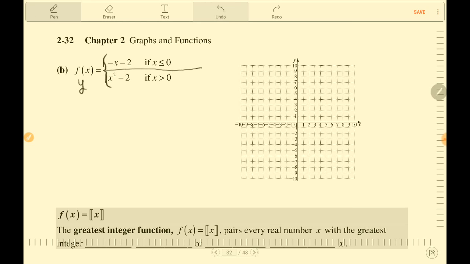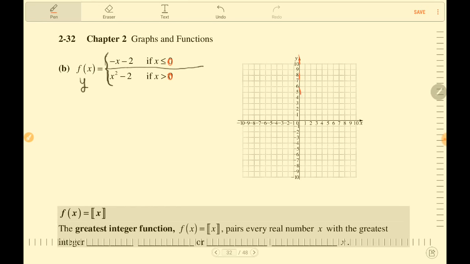and we're going to divide up our graph at, what should I use? Red or orangey red? And we're dividing it up at the 0 for x. So that's right on the y-axis where x equals 0.